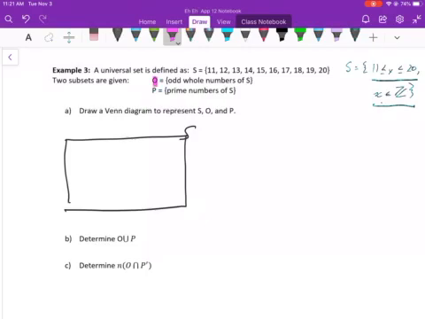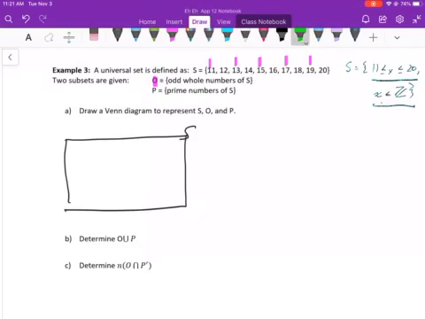O are the odd whole numbers of set S. So I'm just going to put a dot right where all the odd whole numbers of S are: 11, 13, 15, and 17.